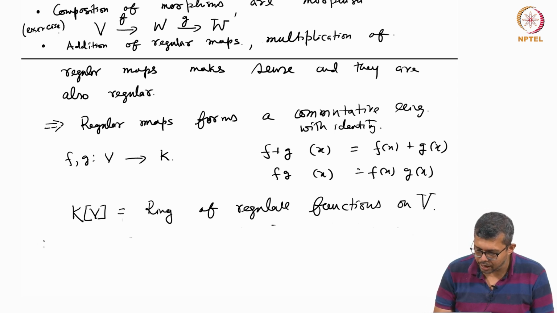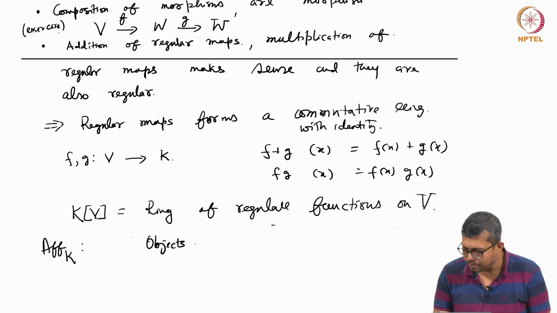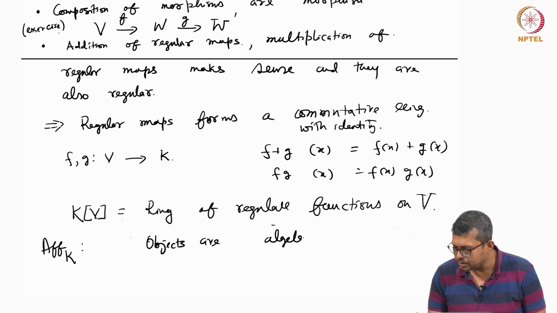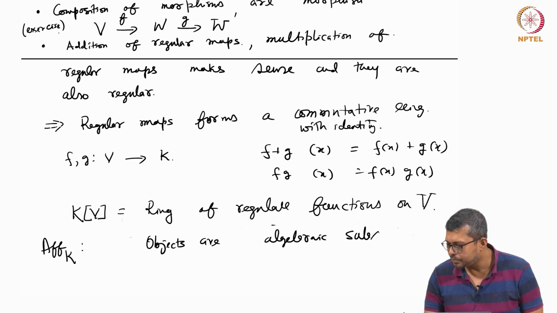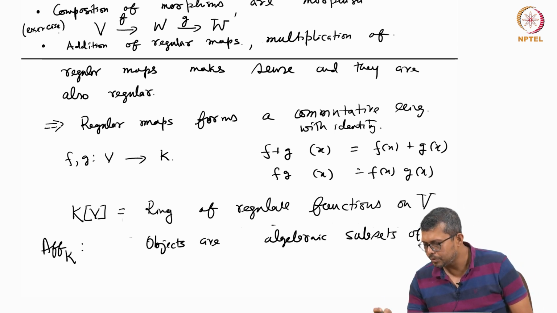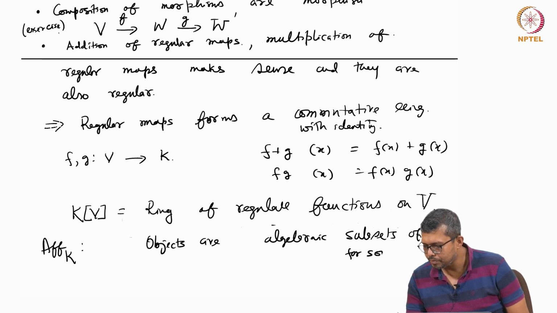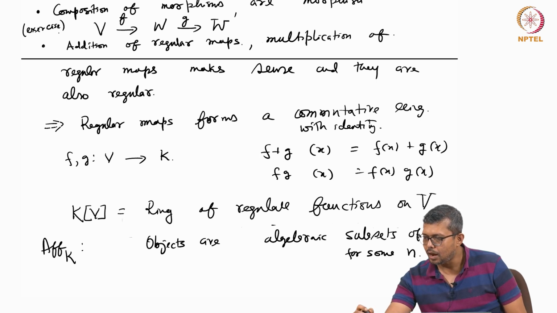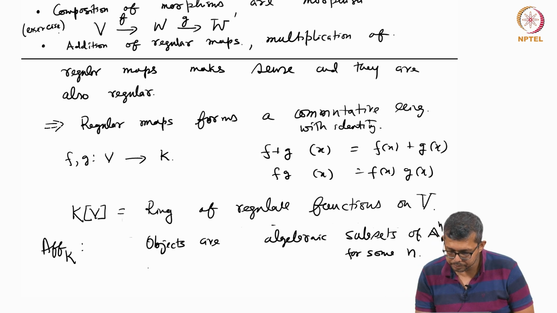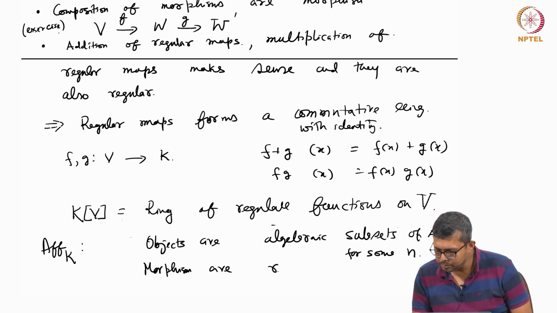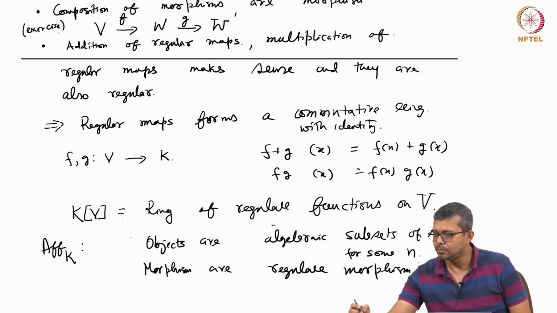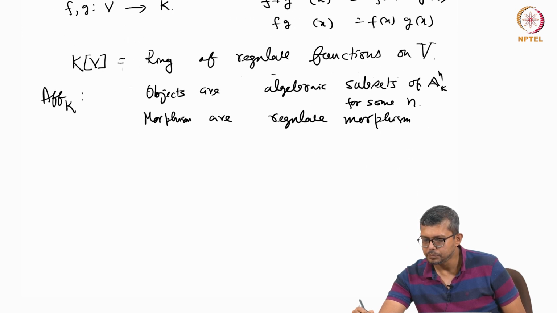And another thing, I will denote a category, affine K. Here objects are algebraic sets, algebraic subsets of some affine space A^n for some n, and morphisms are regular maps, regular morphisms. Is it clear?